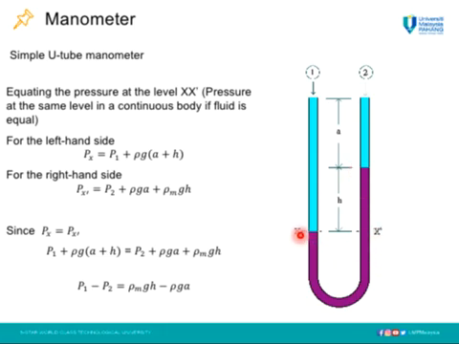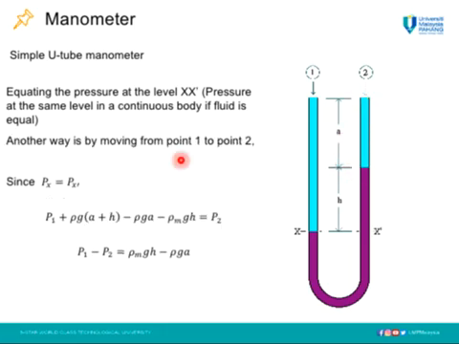So as we know, pressure at point X equals pressure at point X dash. We take both equations here and put them in one equation. Then you can simplify this equation. Finally, you will get the difference of the pressure at point 1 and point 2 is the density of fluid 2 times gravity times height minus the density of fluid 1 times gravity times height A here.